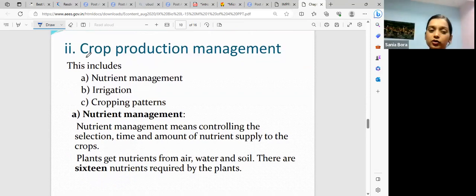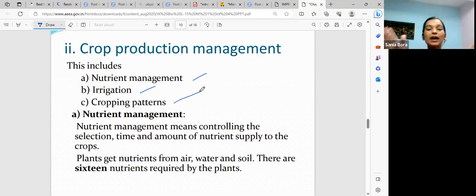Okay. Now coming to the next one. So crop production management. Whatever you are producing, of course, you need to manage it as well. For example, you have all the books with you, but you are not managing your timetable, so it's of no use. So crop production management includes, first of all, nutrition management, second, irrigation, and third, cropping pattern.